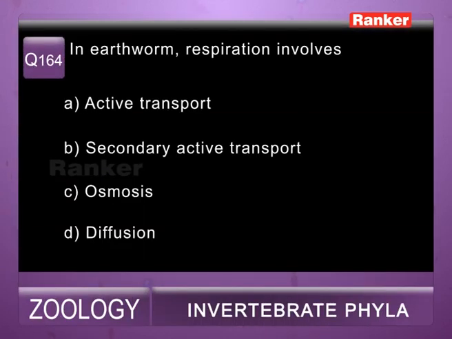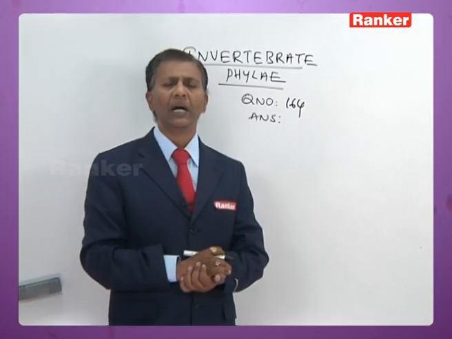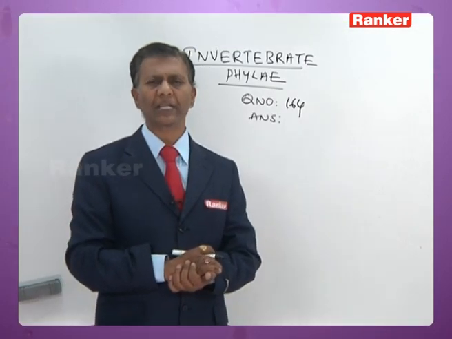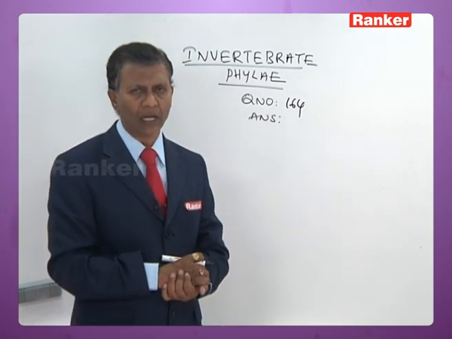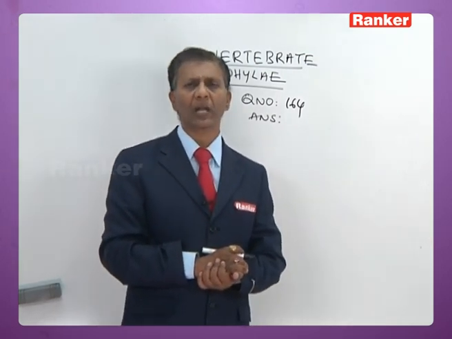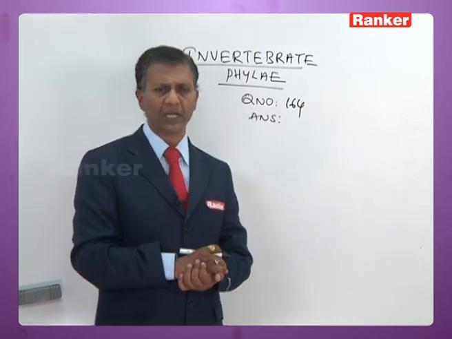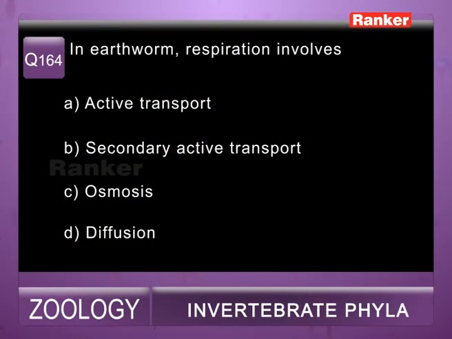164th question: in earthworm, respiration involves A, active transport, B, secondary active transport, C, osmosis, D, diffusion. Earthworm doesn't have any separate organ for respiration. It respires through the outer cuticle by diffusion. To facilitate this diffusion, it keeps the skin moist. So 164th question, correct answer is D, diffusion.